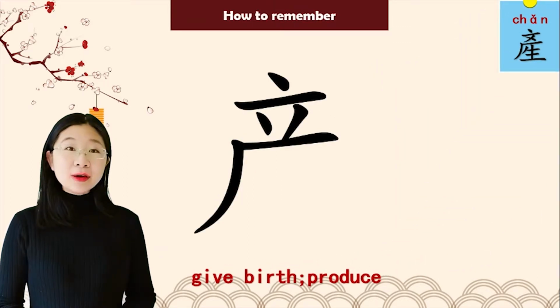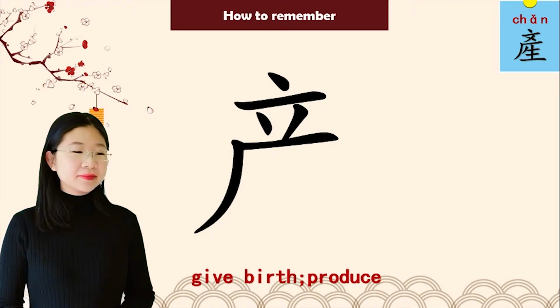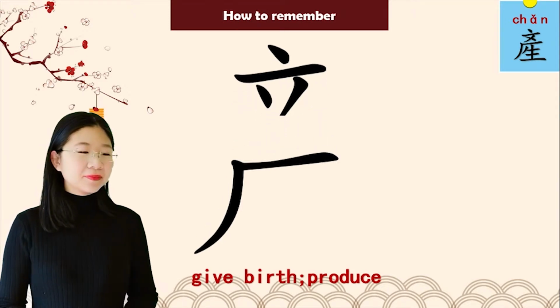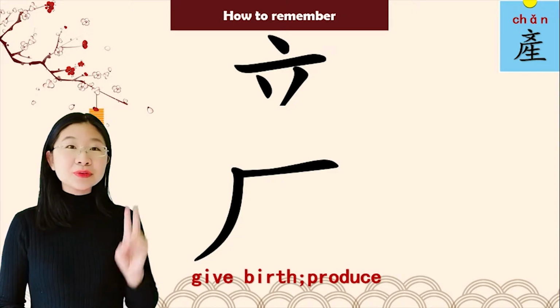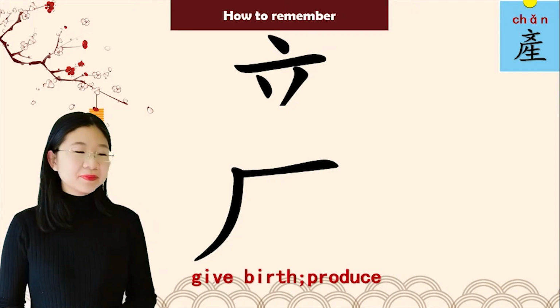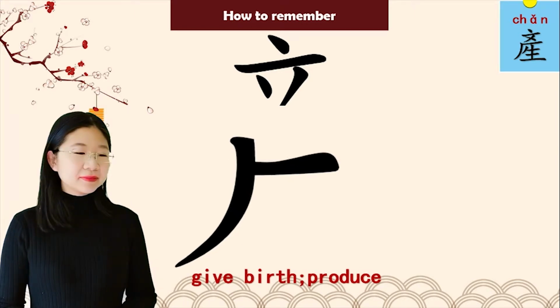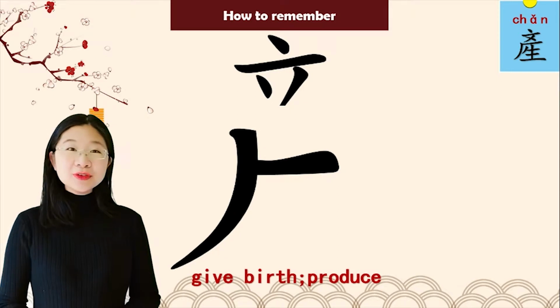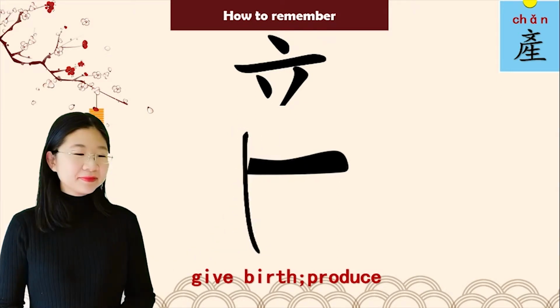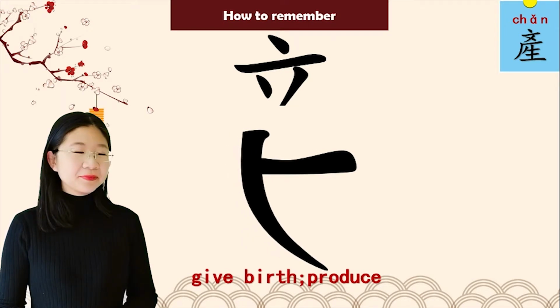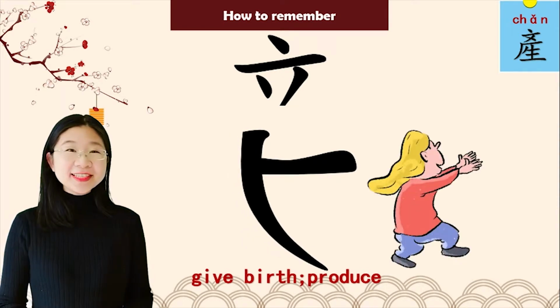Now let's see how to remember this character. This character has been divided into two parts. First, the bottom part. Use your imagination. What's this like? So isn't it like a woman who's extending her hand, like wait to catch something?